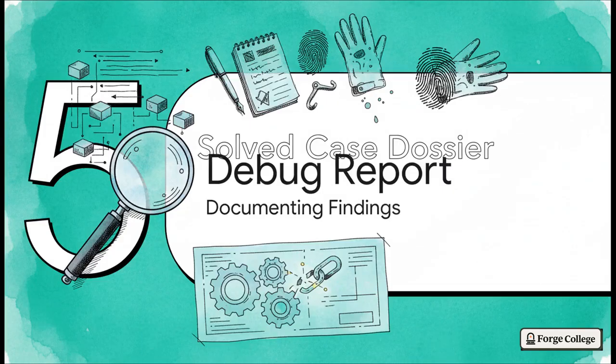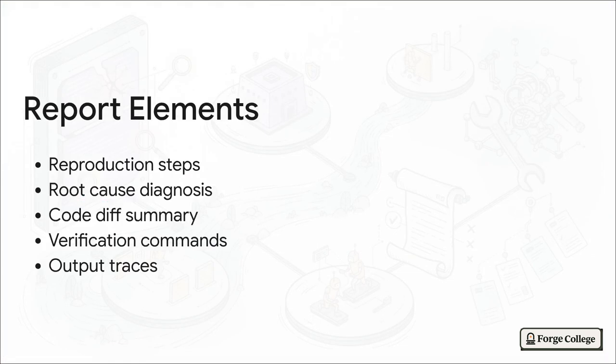Section 5. The Ultimate Debug Report. Documenting our findings. Okay, so you've implemented all the fixes. Awesome. But look, no detective's investigation is truly complete without filing the final paperwork. A professional debug report is basically your ultimate solved case dossier, and it should always contain these 5 elements.